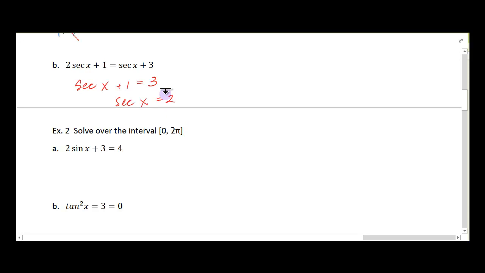So now I want to determine, again, which quadrant, when I take the secant of it, I get back a positive value. Secant is positive in both quadrants 1 and 4. And for what angle, when I take the secant of it, do I get back a positive 2? That's going to occur at 60 and 300. So you have to remember our trig values as we're moving around the unit circle.